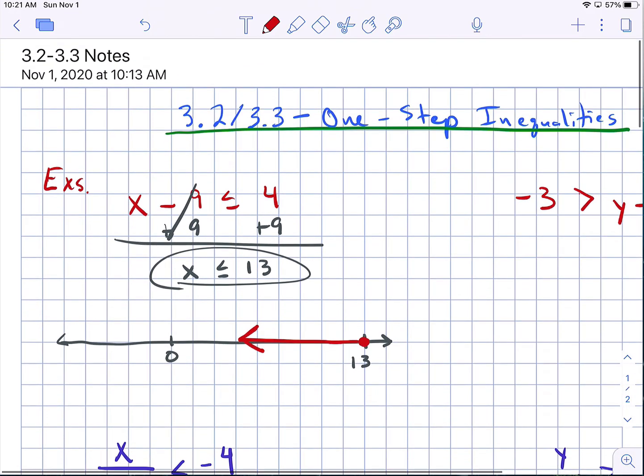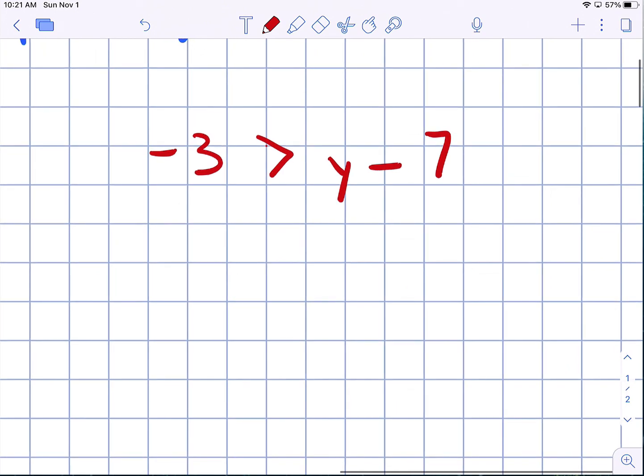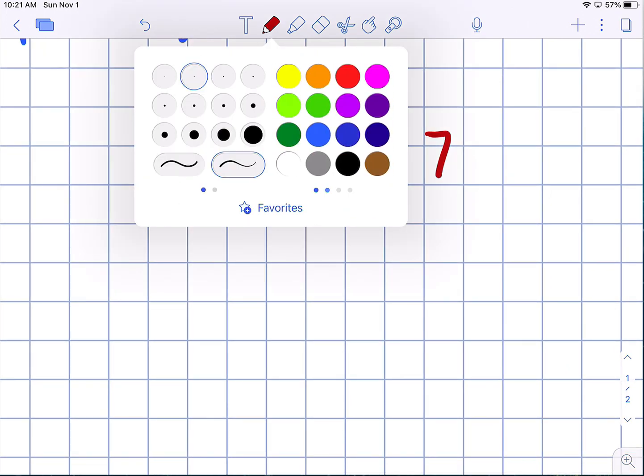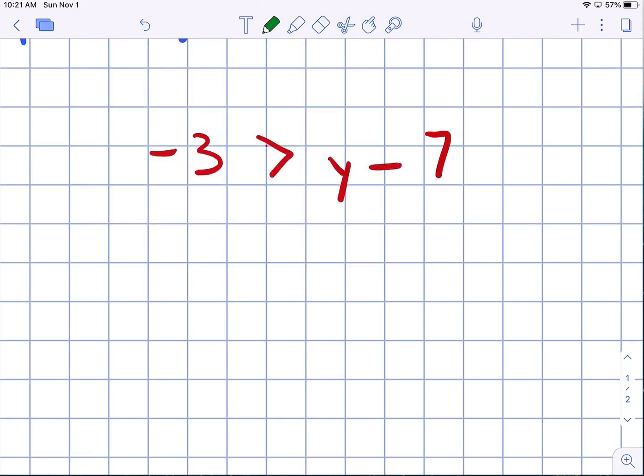Okay, so next one, let's keep it going. I realized the other day in 3.1 that I didn't quite show you this, and it might have popped up in the assignment. So I want to make sure I went over some where the equation or the inequality looks backwards, I guess you might say.